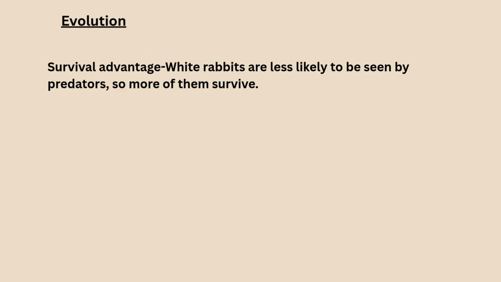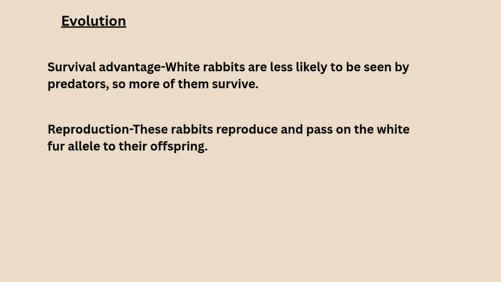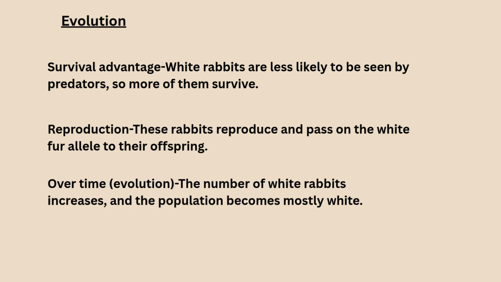There is a survival advantage. The white rabbits are less likely to be seen by predators, so more of them survive. In terms of reproduction, these white rabbits will reproduce and pass on the white fur allele to their offspring. So over time, through evolution, the number of white rabbits increases and the population becomes mostly white.